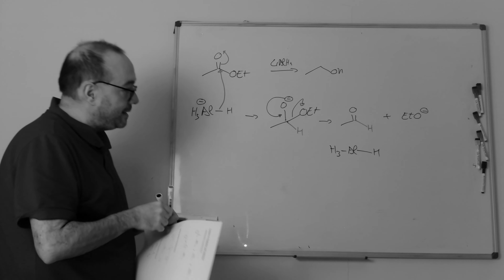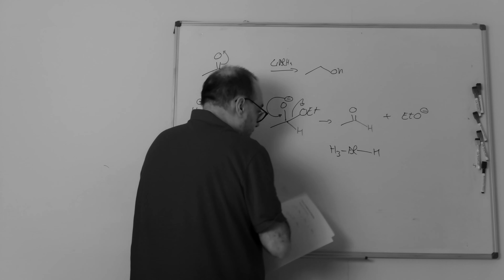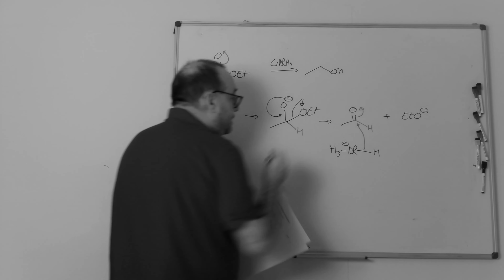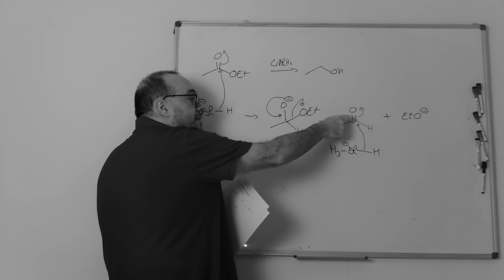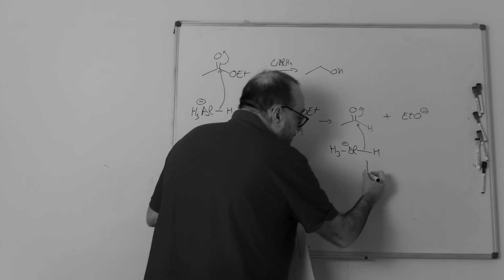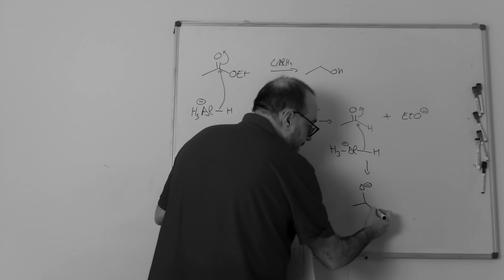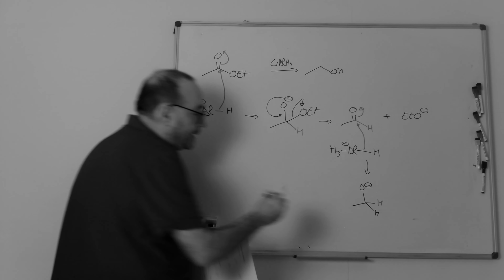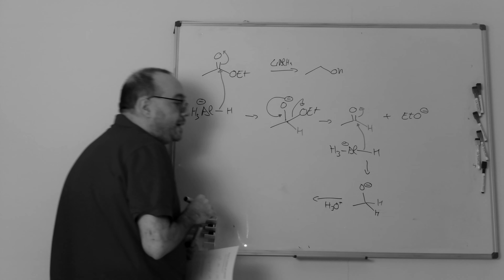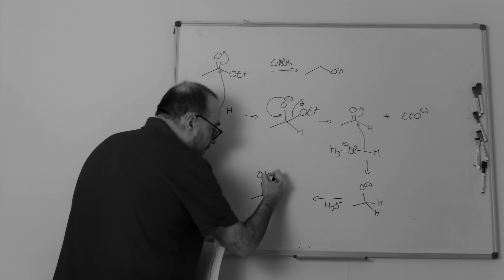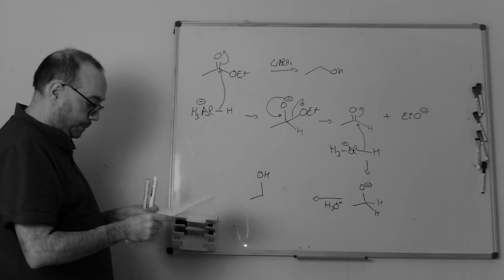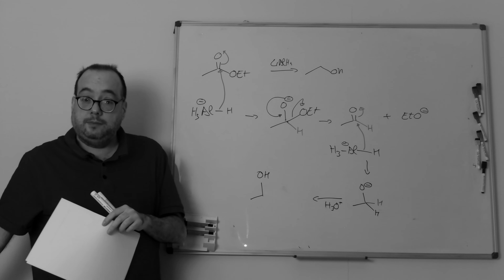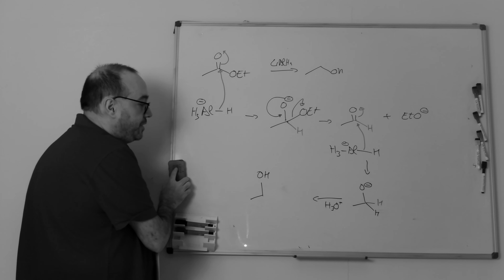We add another molecule of aluminum hydride, and again the electrons of the aluminum-hydrogen bond attack the aldehyde. Again, the pair of electrons forming the double bond goes to the oxygen, and we get this intermediate. The last step is we protonate in a workup, and what we get is the alcohol, the ethanol. Good. Then we go for exercise number 3.